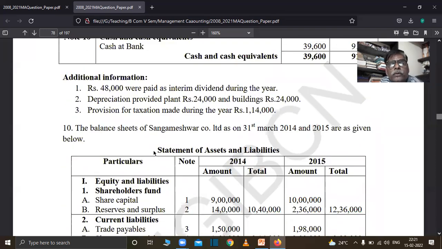Okay. And provision for taxation made is 1,14,000. Provision for tax is given, so you have to prepare the provision for tax account. So in this problem, first you prepare the schedule of changes in working capital. Thereafter, you prepare the two accounts. One is plant account, second is provision for tax account. And third step, funds from operation. Last step, fund flow statement. Okay, you see the solution.